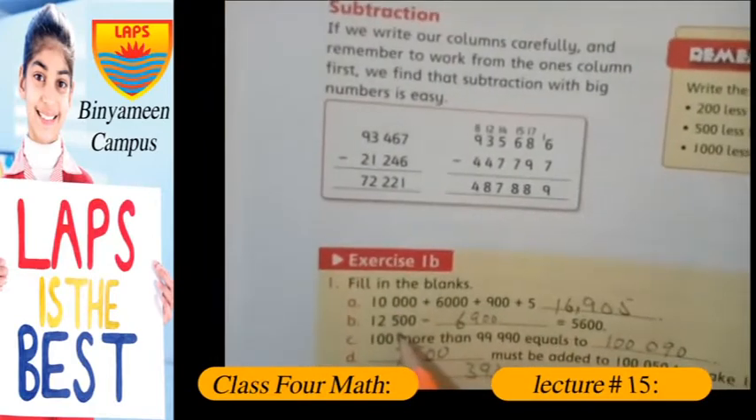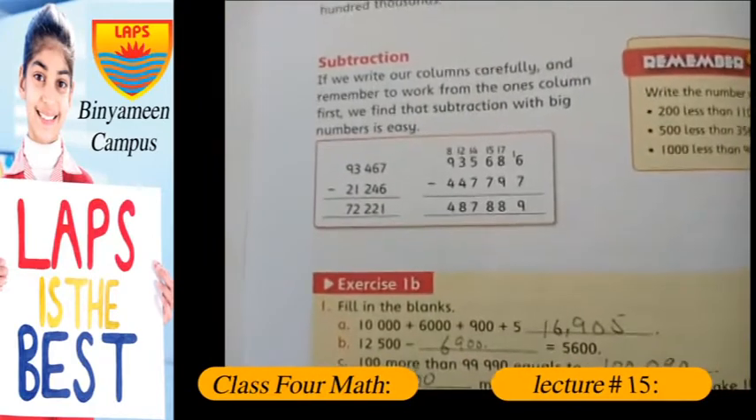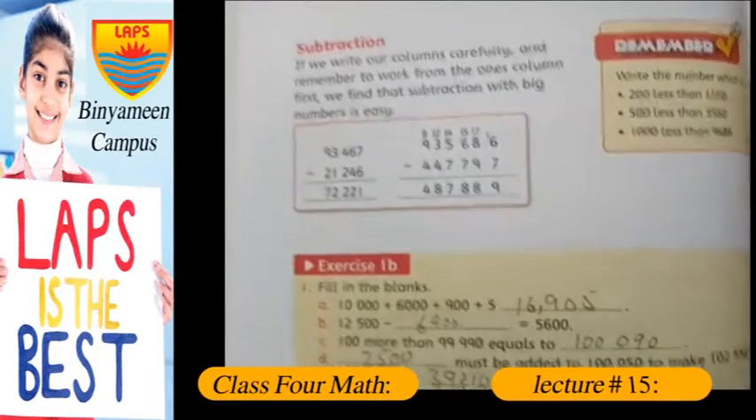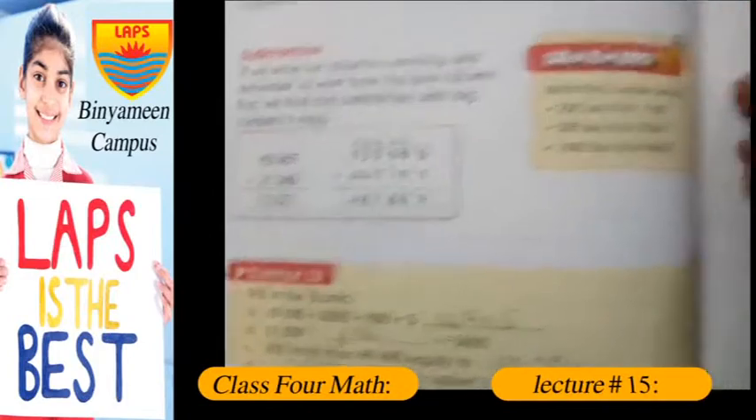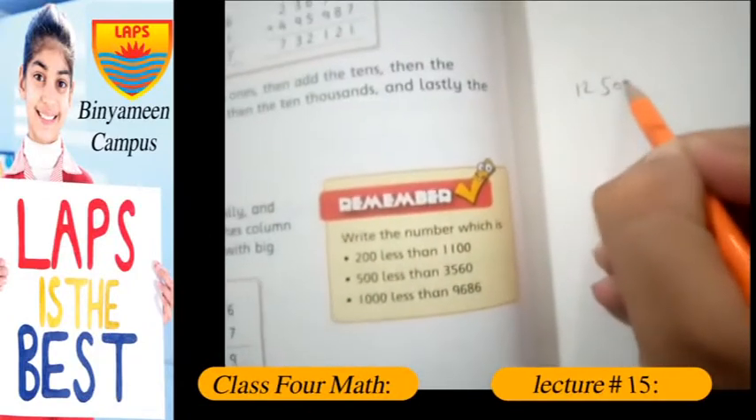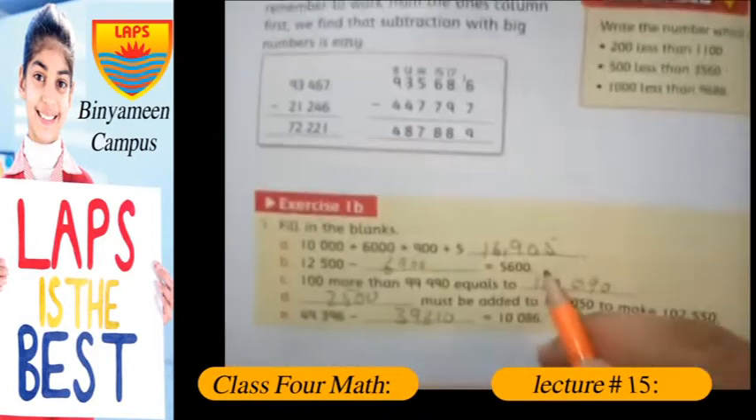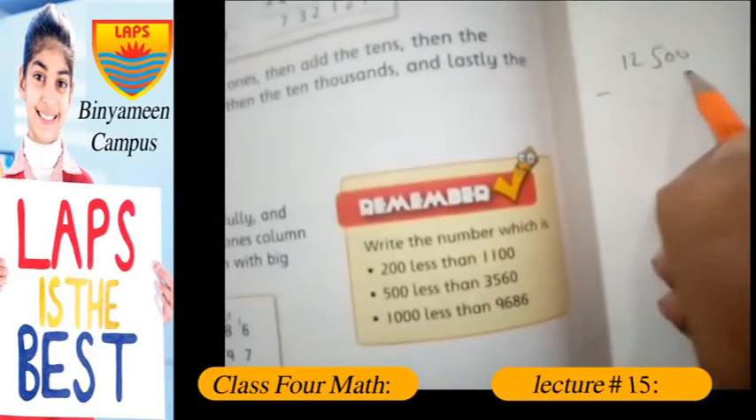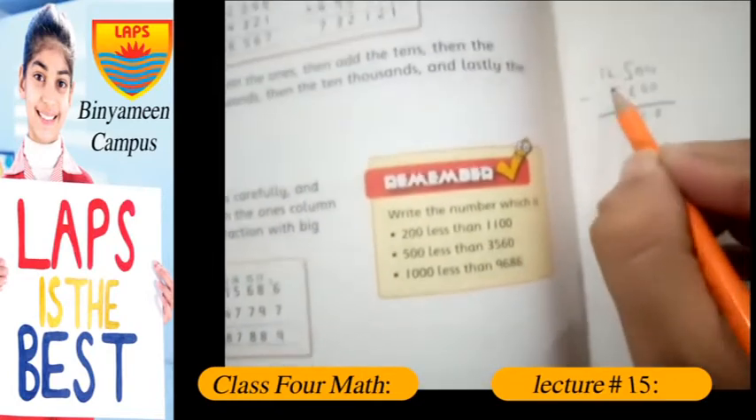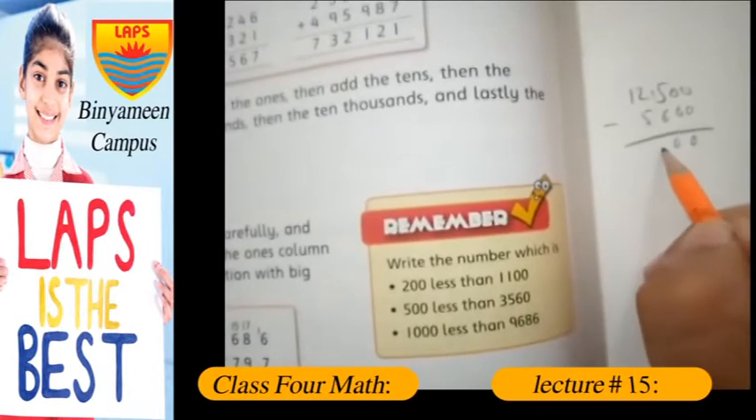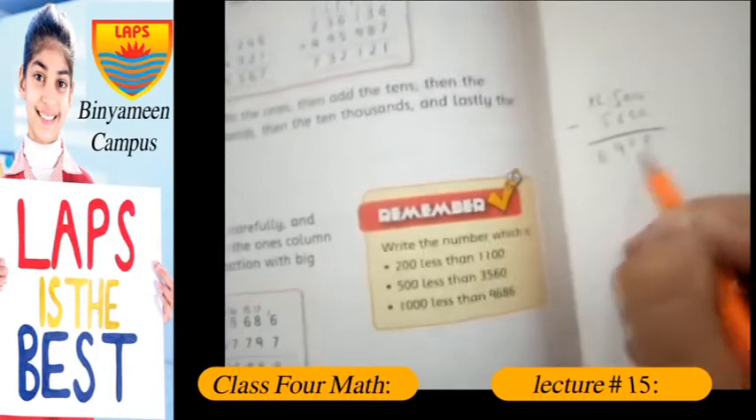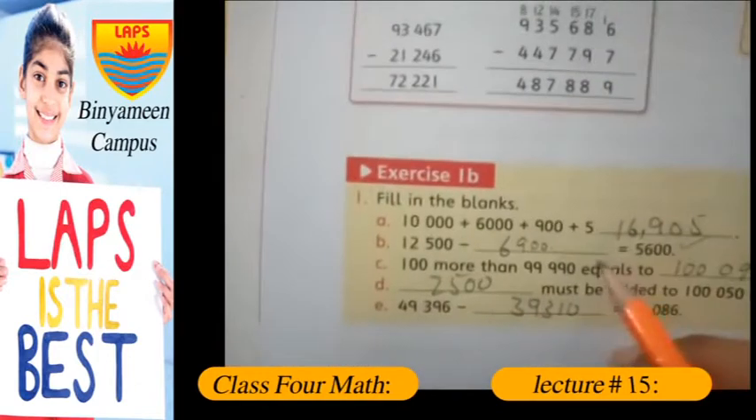Now it says what we have to minus from 12,500 to get 5,600. For the answer you can subtract both these values, like 12,500 minus this value here, 5,600, and if you minus them, 0, 0, and we have to take a carry here, 15 minus 6 is 9, and for the 11 minus 6, so the answer is 6,900.